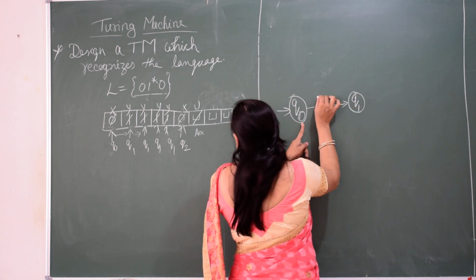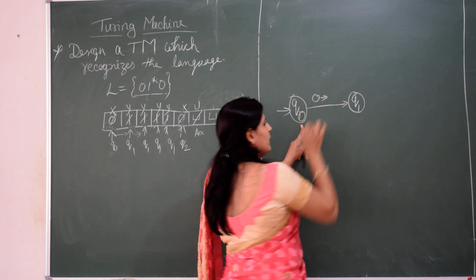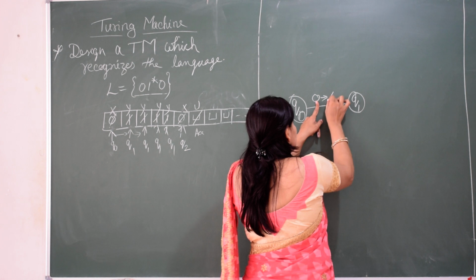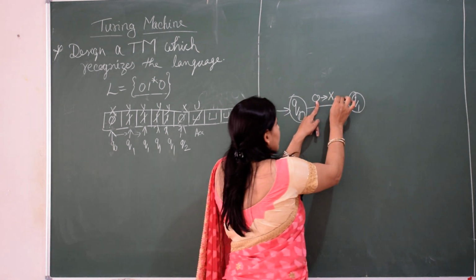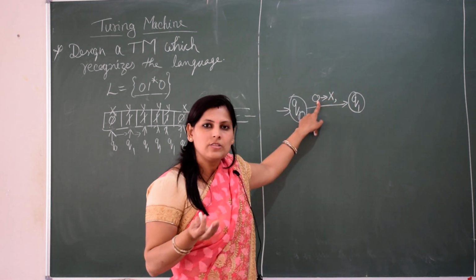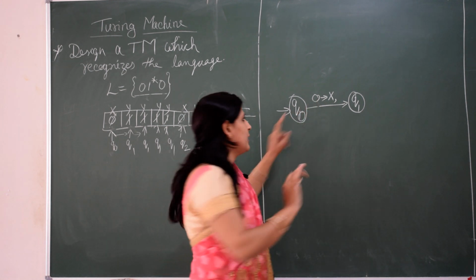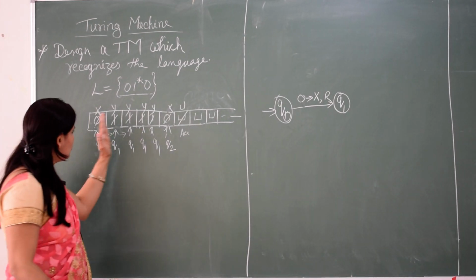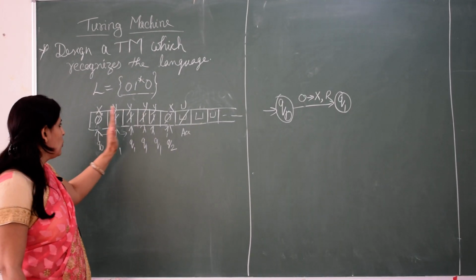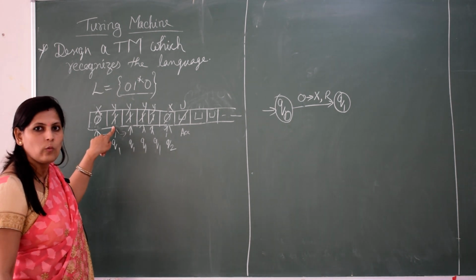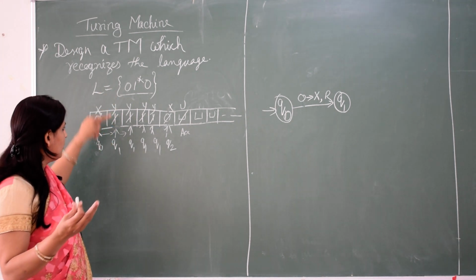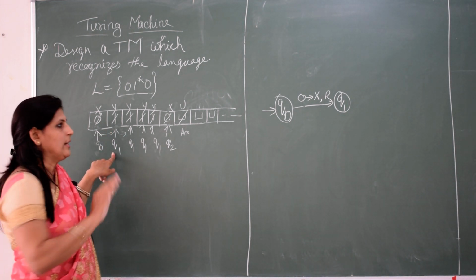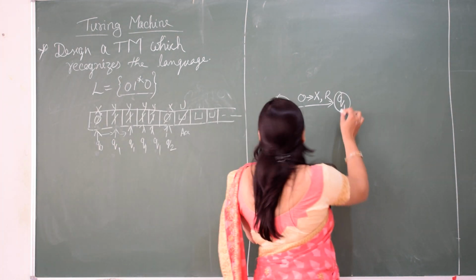Here what we are reading? We are reading 0. By reading 0, which symbol are we changing to? We are changing it to X. When we change it to X, which direction are we moving now? We are moving to the right side, so we'll write R, that means we move to the right. Now at the string 1, which symbol do we have? It has been updated with Y, and we are at state Q1.